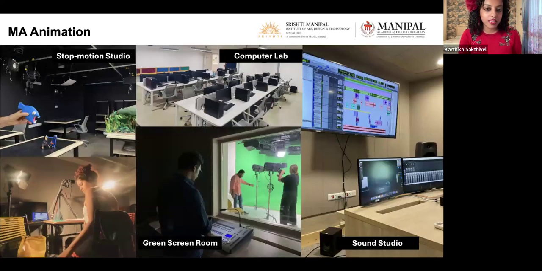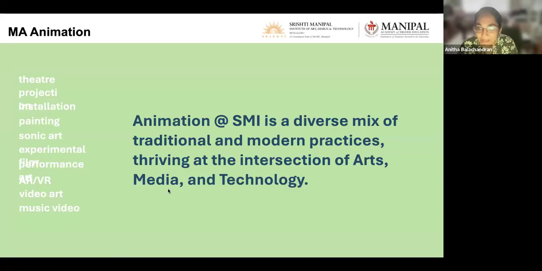Here are some of the labs and facilities that are available to our students. They're all dedicated spaces that we have for stop motion, 3D rendering, any kind of live action shooting, as well as sound. I would like to hand it over to Anita to take the next slide.